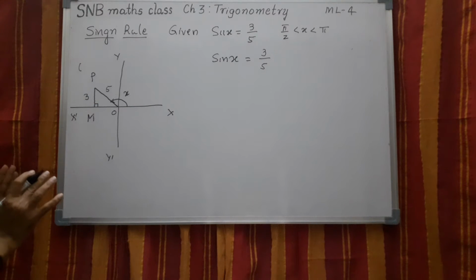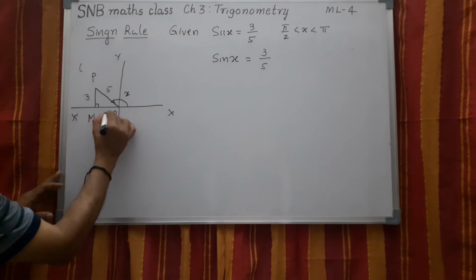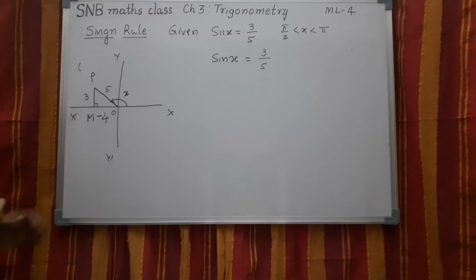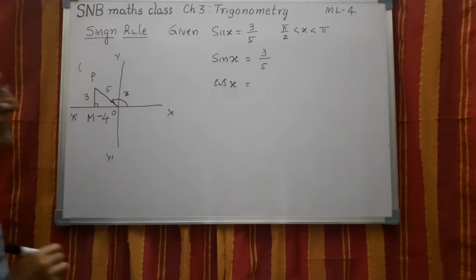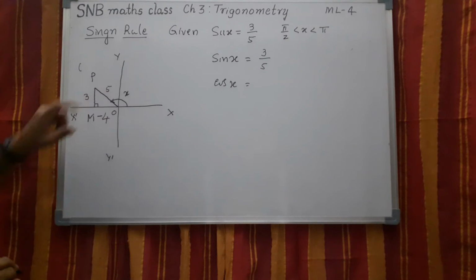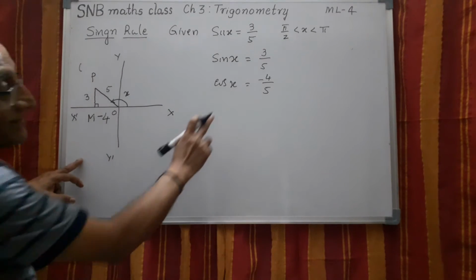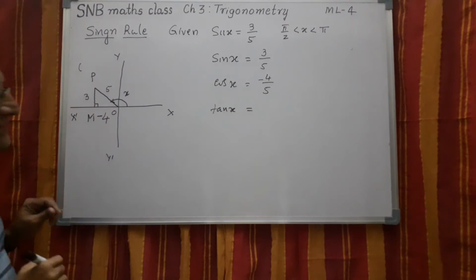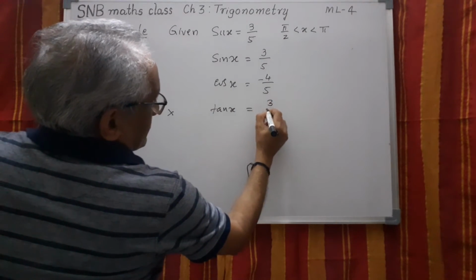Now use Pythagoras theorem. This is 5, this is 3. So 5 square is 25 minus 3 square is 9 means 16. So 4. But you should be careful. It is the negative x-axis, so this is minus 4. Now, what is cos x? Therefore, cos x will be equal to adjacent by hypotenuse, so it is minus 4 by 5. As we have already studied, this is negative in the second quadrant. Similarly, tan x equal to opposite, that is 3 divided by minus 4.